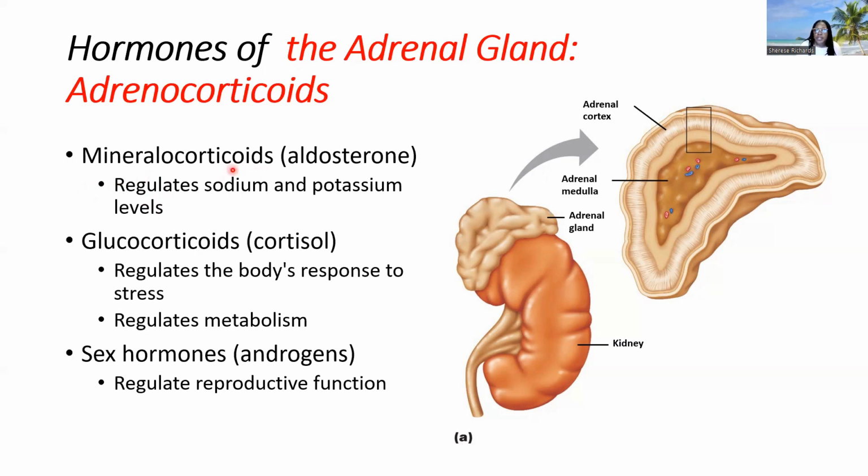So mineralocorticoids, such as aldosterone, are going to help to regulate sodium and potassium levels. They're going to be secreted by the outermost part of the cortex. Glucocorticoids, such as cortisol, the function of glucocorticoids are to regulate the body's response to stress. And when we say stress here, we mean physiologic stress, physical stress, emotional stress. Any type of discomfort will result in cortisol release to help the body regulate that stress. And that's also going to play into regulating our metabolism as well.